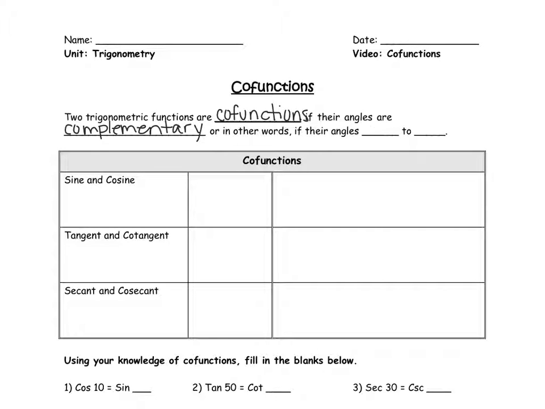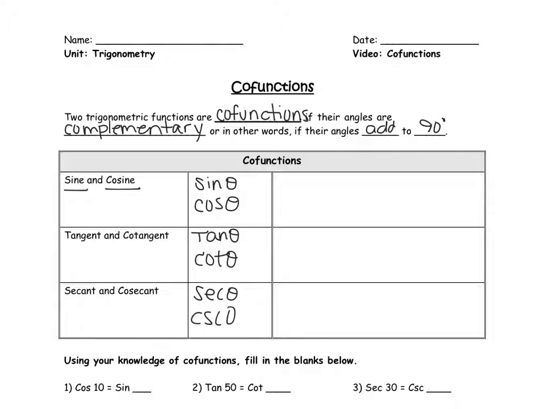Or in other words, if their angles add to 90 degrees. Okay, just a trip down memory lane from geometry. So the pairs of cofunctions are as follows. We have sine and cosine. So sine of theta and cosine of theta are cofunctions. Tangent of theta and cotangent of theta. We have secant of theta and cosecant of theta.